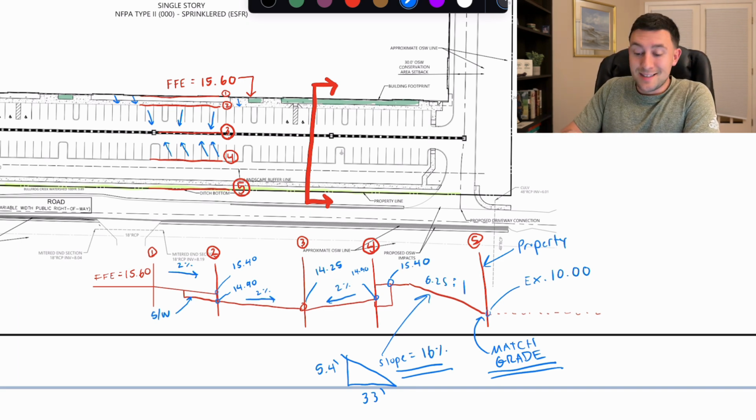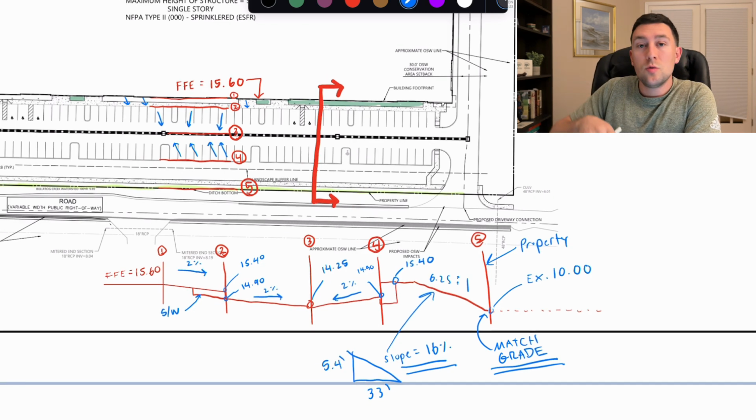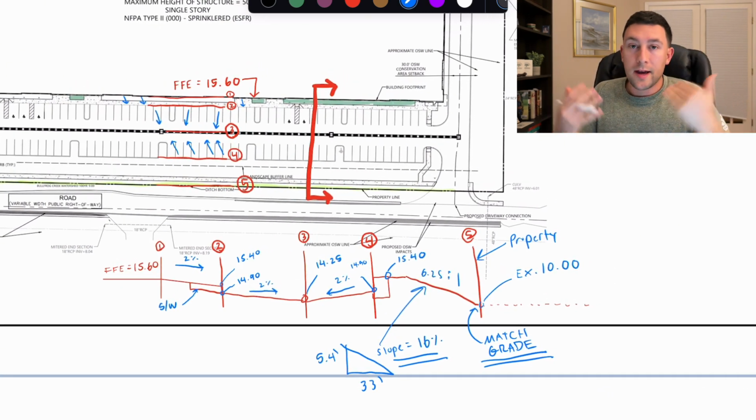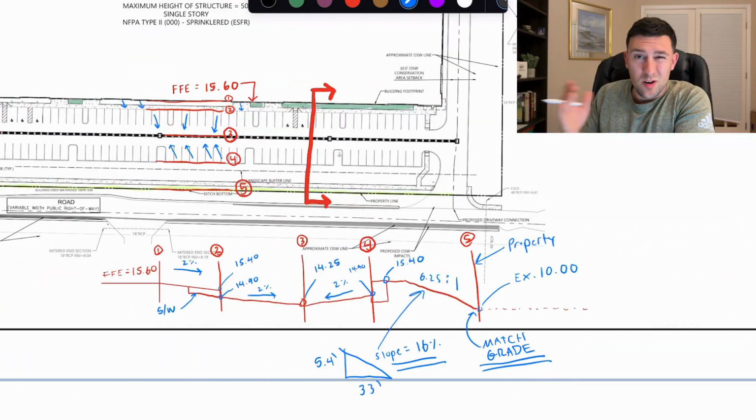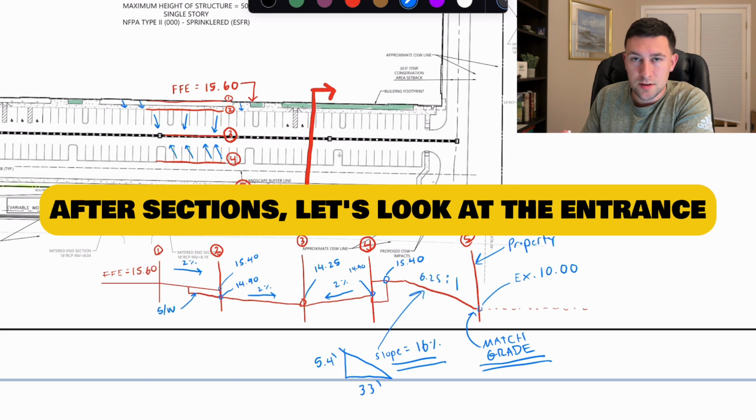So I hope this made sense. This is what I do when I am first looking at grading. I'm always cutting cross sections and I'm looking at the relationship of the building and other grading features to the boundary. Now that we know the importance of the cross sections and those types of relationships, I want to shift the focus back to the entrance because the entrance is really, really important here, guys.